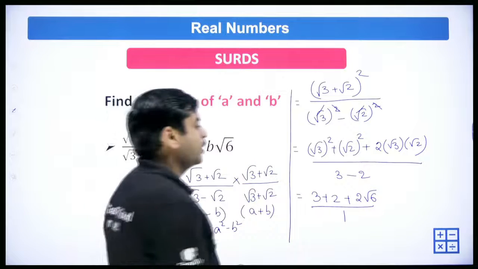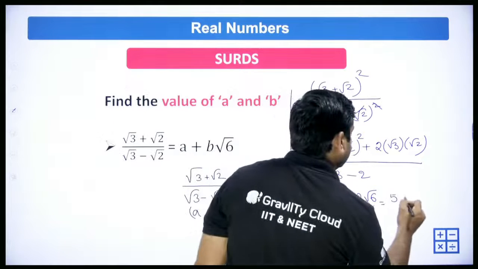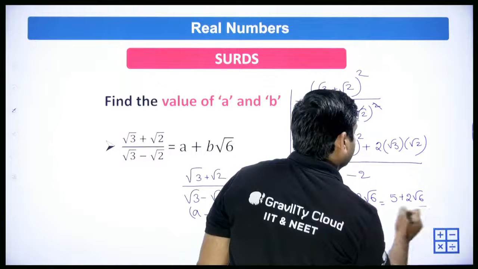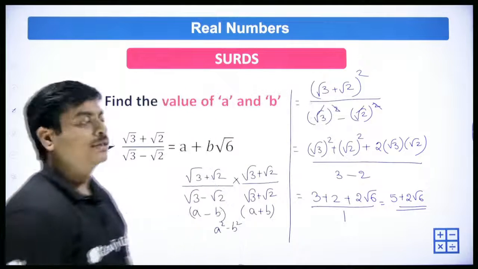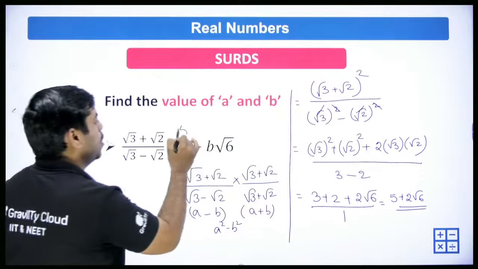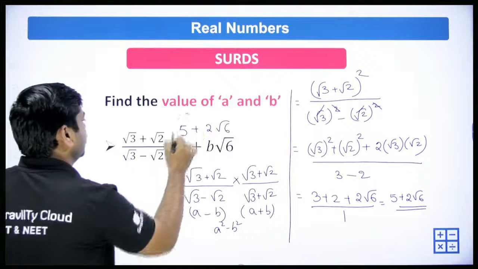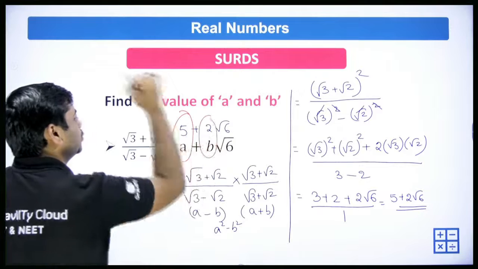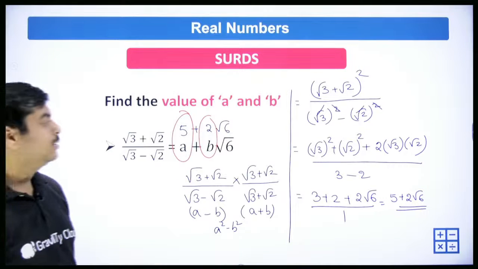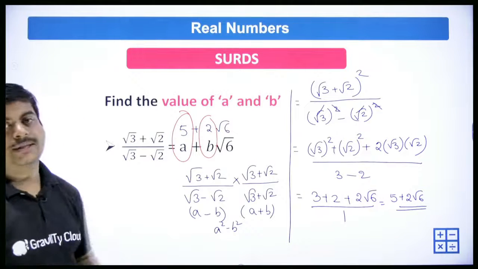By 3 minus 2 is 1. Okay, 3 plus 2 is 5, and it is 5 plus 2 root 6. So we can carefully see that what is A? A is equal to 5 and B is equal to 2. Right? So that is A plus B root 6.